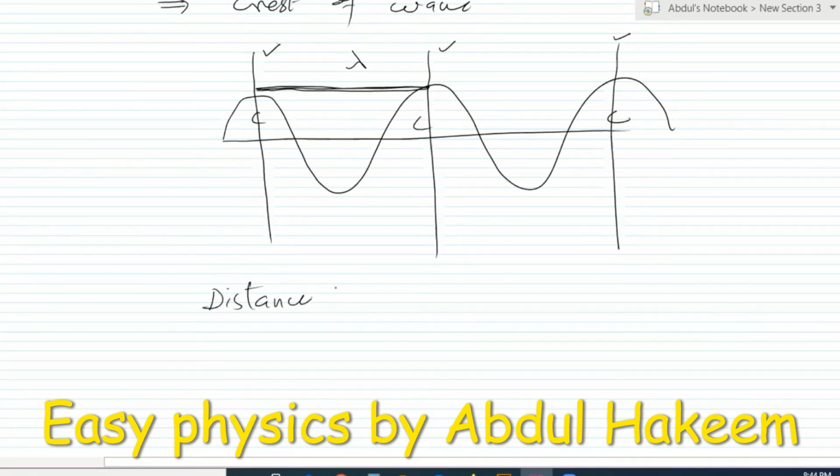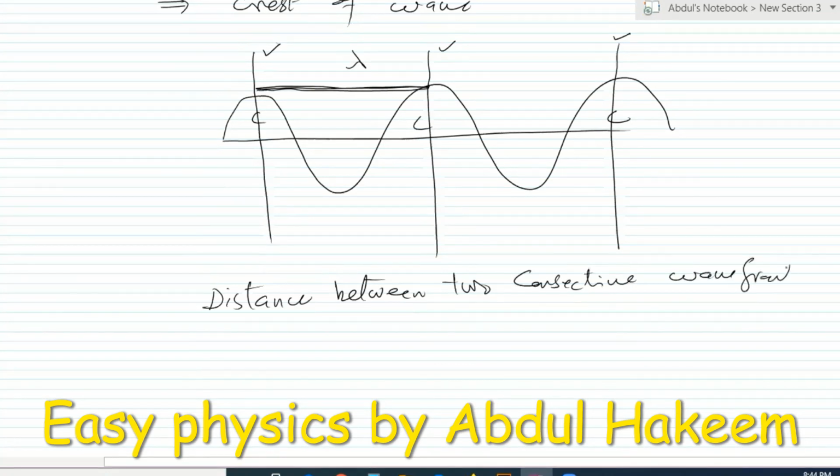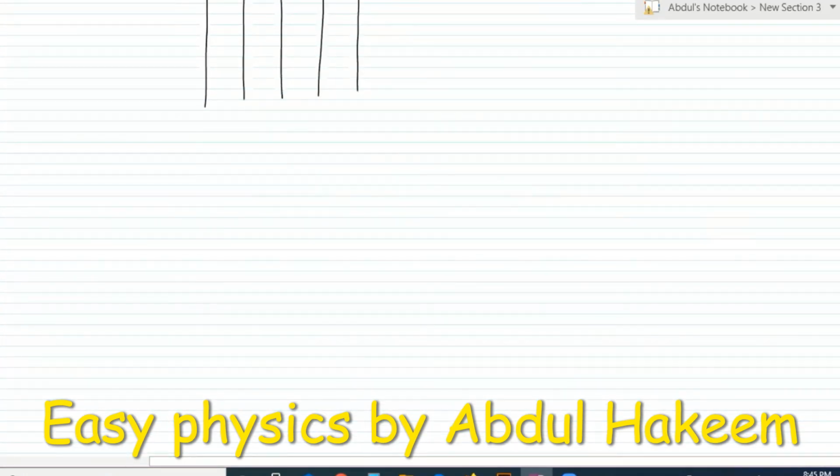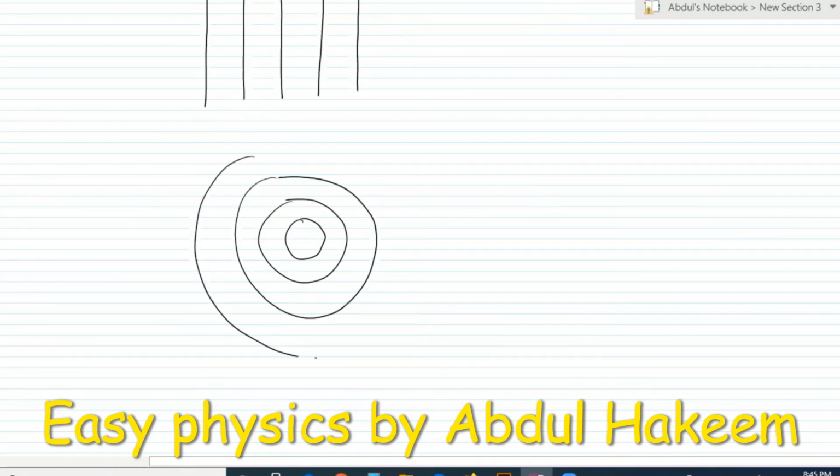So the distance between two consecutive wavefront lines is equal to wavelength lambda. So this is wavefront number one, this is two, next. So this is lambda. Now for straight waves, wavefronts are drawn like this. These are the wavefronts, meaning they are showing the crest part of the wave. But when the wave is circular, the wavefronts are also circular, and these are representing the crest portion of the wave.